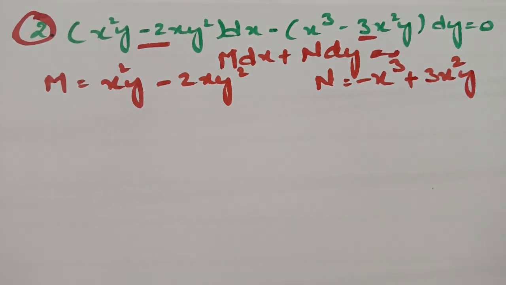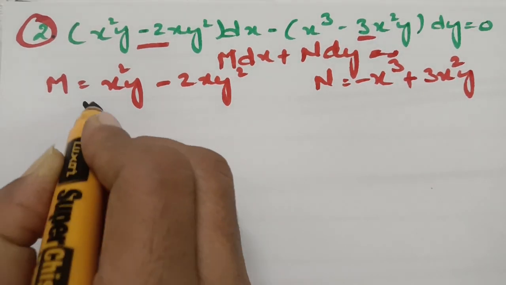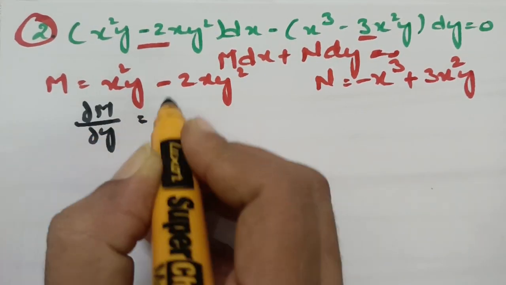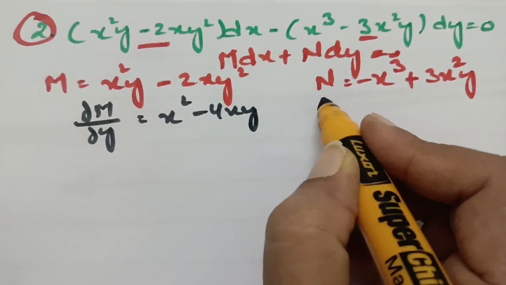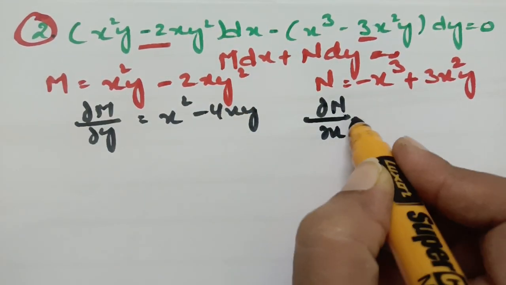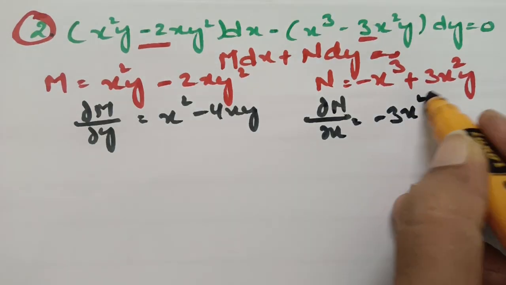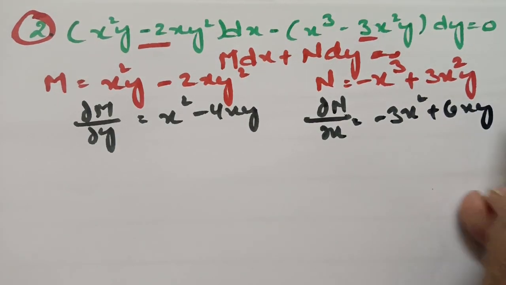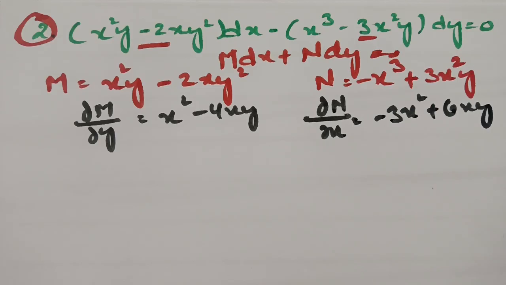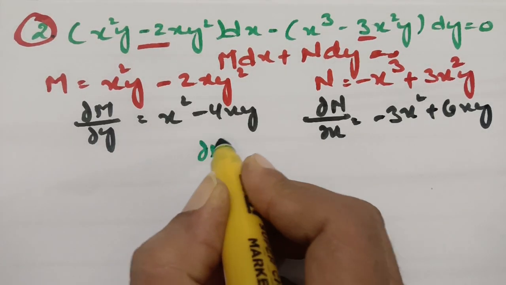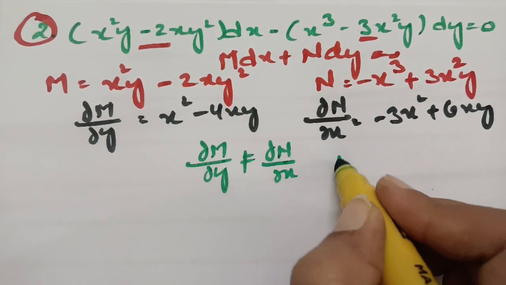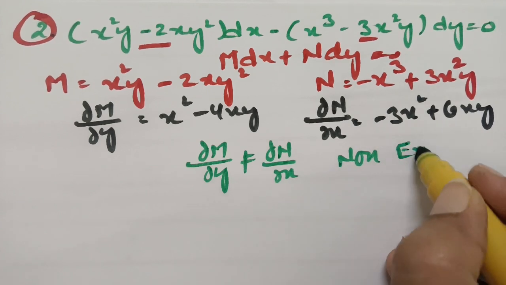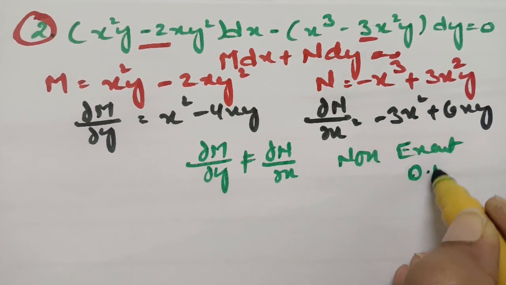If I consider dou M by dou y, with respect to y it is 1 into x square, so this will be x square minus 4xy. What will be dou N by dou x? This is minus 3x square plus 6xy. If you observe both, dou M by dou y is clearly not equal to dou N by dou x. The equation is a non-exact differential equation.